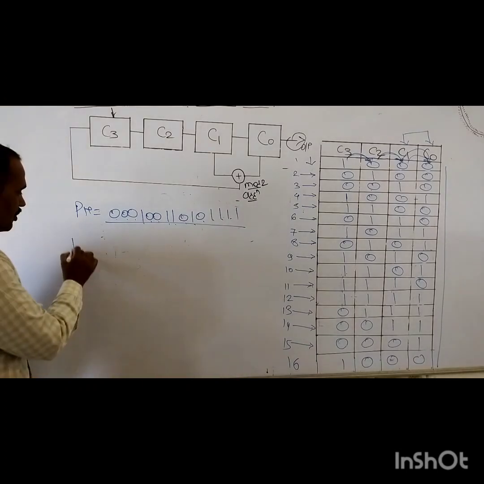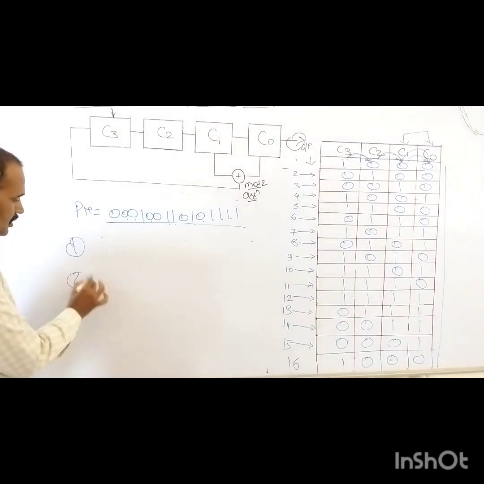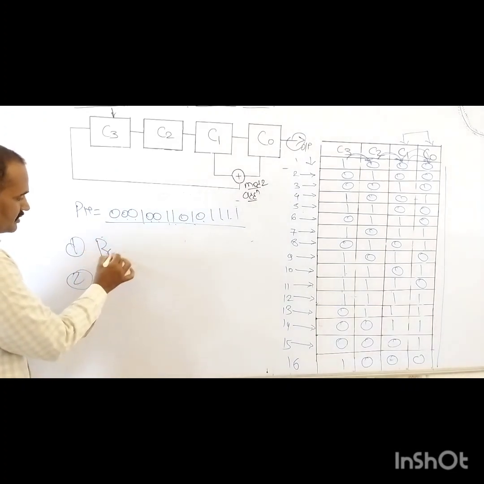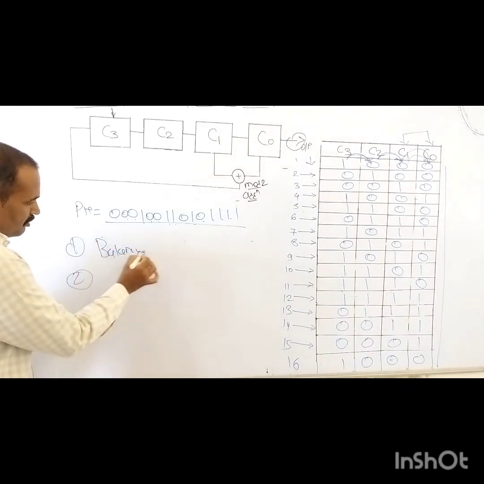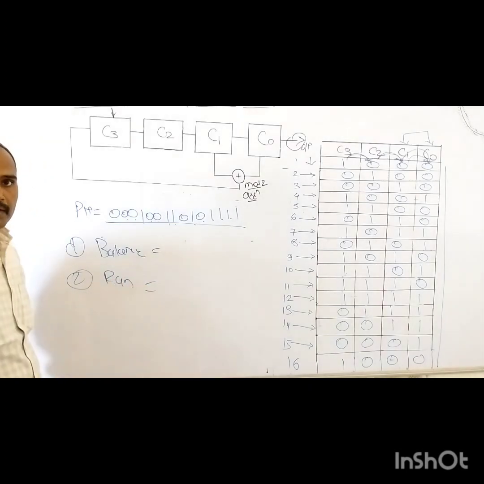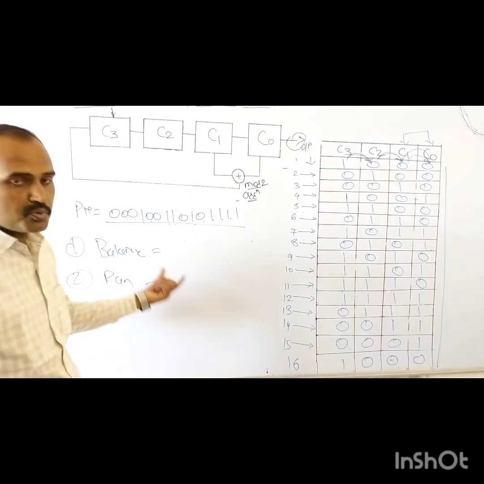Now as far as the properties are concerned, there are 2 important properties of this PN sequence. Out of these 2 properties, the first one is the balance property, and the second one is the run property. So one by one we will discuss these 2 properties.